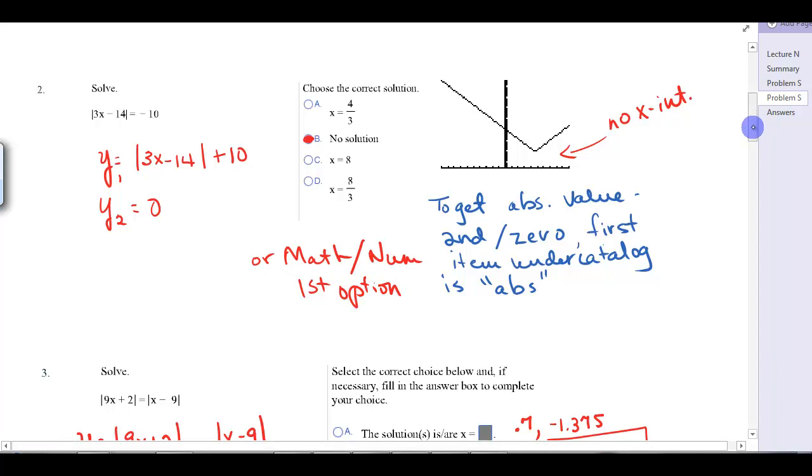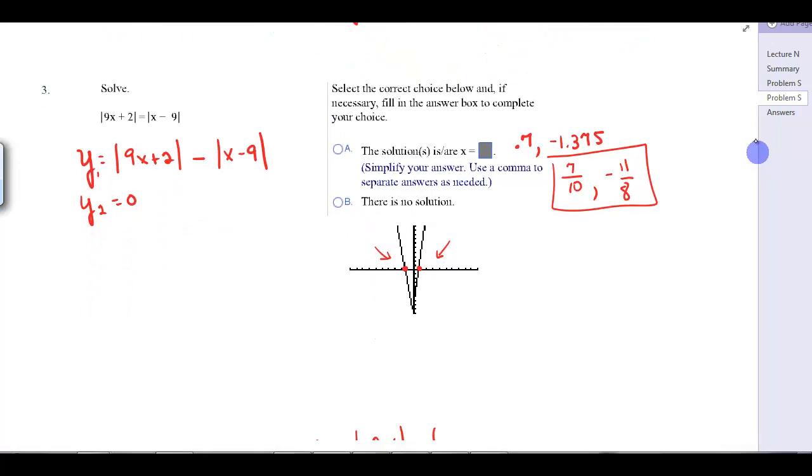Okay? All right, let's look at number 2. All right, we subtracted this whole absolute value, and then we have y2 to be 0. Here's what my graph looks like, what you should get when you try that. The solutions, what do we have? We have one here, one here. It's 0.7 and 1.375. And I don't know if it's wanting fractions or not.